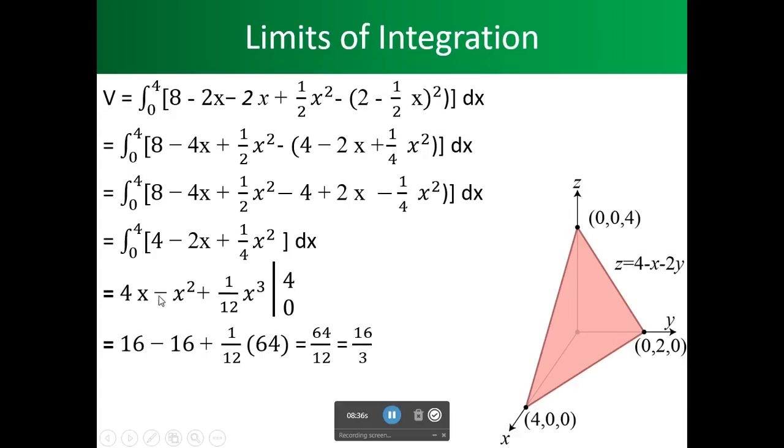Now we're going to plug it in at our boundaries from 0 to 4. So if we plug in 4 for our x, 4 times 4 is 16, 4 squared is 16. So this minus and the plus 16 go to 0. Then we have 4 cubed, which is 64 over 12, which is equal to 16 over 3. So our volume is equal to 16 over 3.